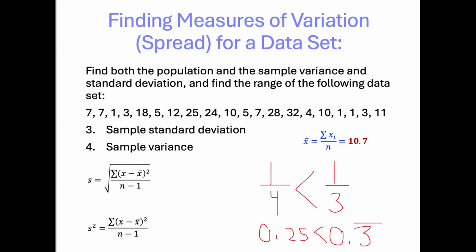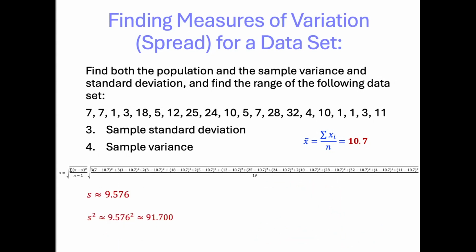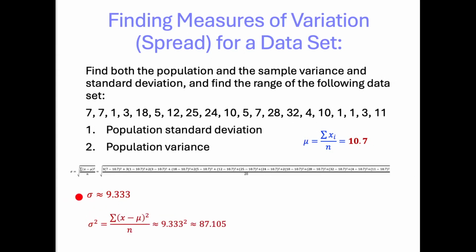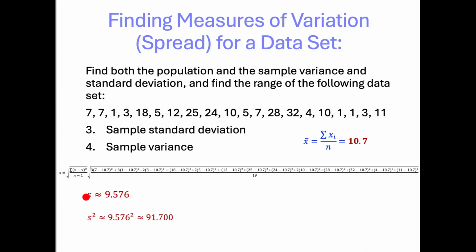So let's see. If we do those by hand, this is what we have here. We already looked at the formula a second ago, but once we input all of our information, we get the sample standard deviation of 9.576 approximately. That should be a larger number than the population standard deviation. Let's look at it. The population standard deviation is approximately 9.333, so that is smaller. So our answer makes sense.